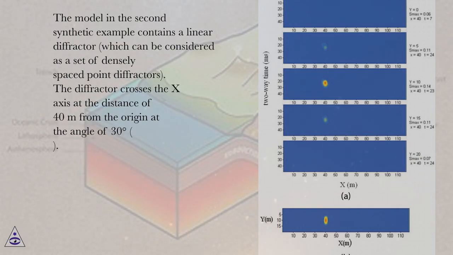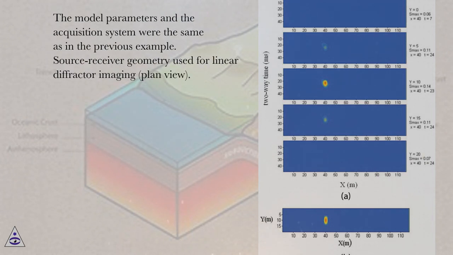The model in the second synthetic example contains a linear diffractor, which can be considered as a set of densely spaced point diffractors. The diffractor crosses the x-axis at the distance of 40 meters from the origin at the angle of 30 degrees. The model parameters and the acquisition system were the same as in the previous example. Source receiver geometry used for linear diffractor imaging, plan view.